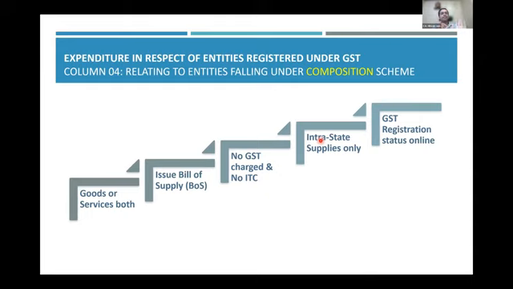For example, somebody says he is a composition dealer, and he gives the invoice without GST, but he is putting a GST number with 33 as the first 2 digits. 33 belongs to Tamil Nadu. So as per law, he is not correct. Composition dealers can supply within the state only. They cannot do inter-state supplies.